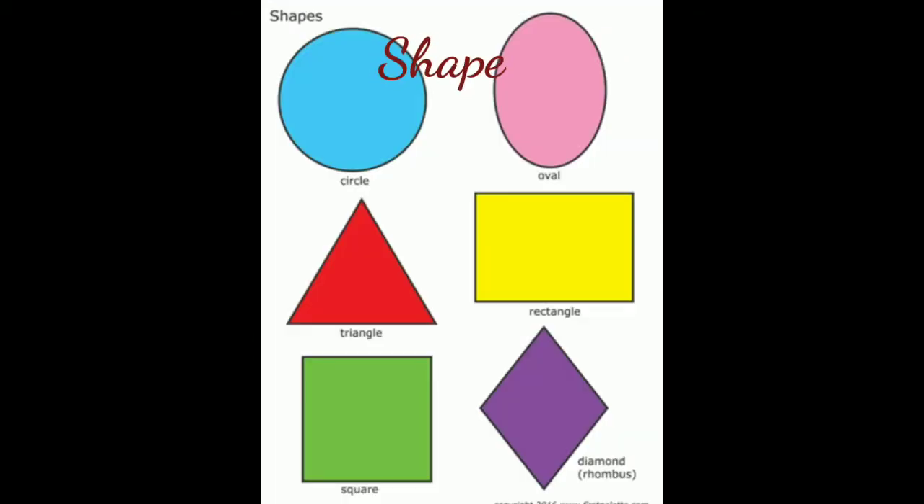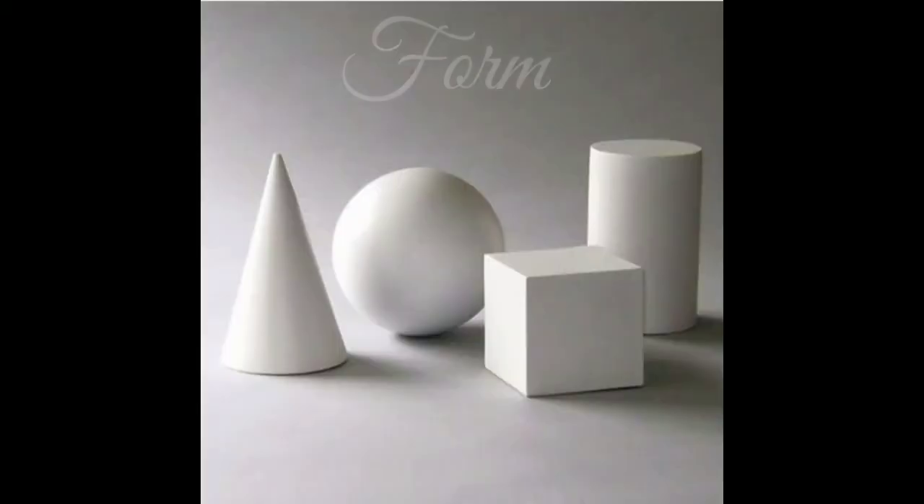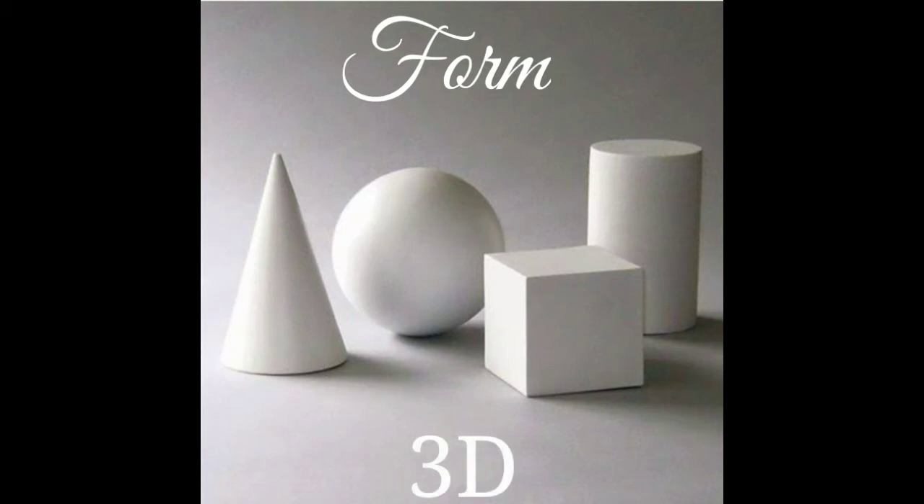Now the next element is shape. A shape is created when a line is enclosed. All shapes are two-dimensional, meaning that they have only length and width. Example: square, circle, triangle, rectangle, etc. Next element of art is form. It is the structure of the artwork, not its surface. An ideal or solid form of anything will be three-dimensional because we can measure its three sides: a length, width and height or depth. For example, cube, cuboid, sphere, etc.